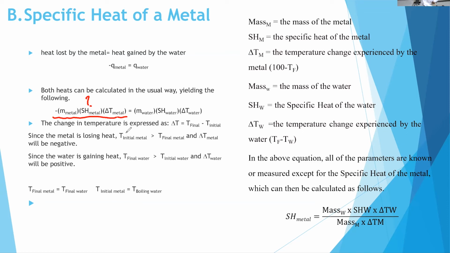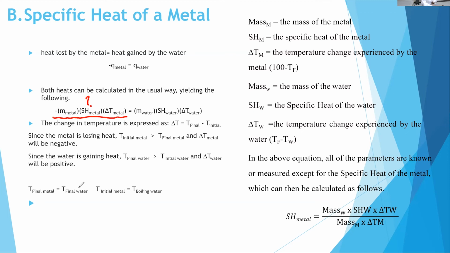So the initial temperature for the metal is going to be greater than the final temperature of the metal. So the delta T for the metal is going to be negative, and that's why we have this negative sign used in the formula. Water is going to gain heat, so the final temperature is greater than the initial temperature. Delta T for water is going to be positive. The final temperatures for metal and water are equal.